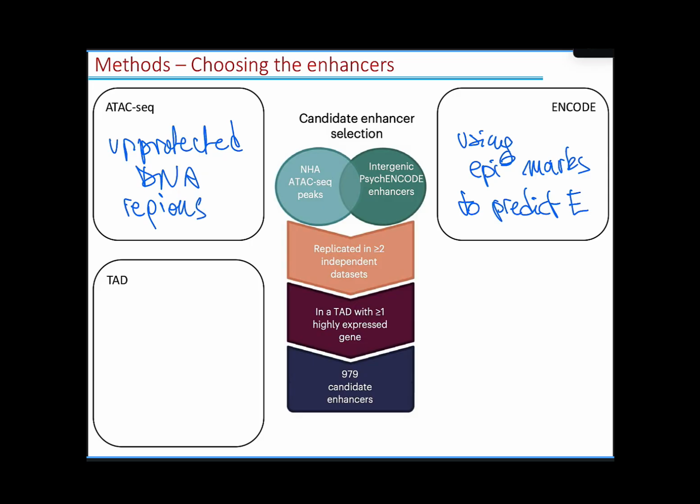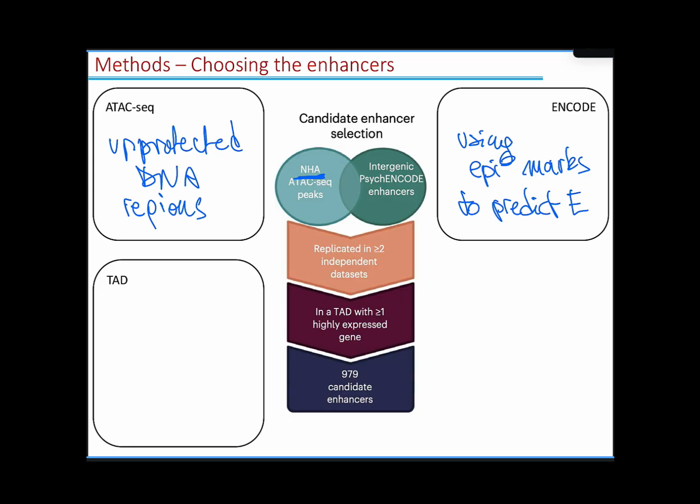Or once again, accessible. So they took these two databases, one that looked at accessible regions in normal human astrocytes. That's what NHA stands for. So they looked at data on DNA regions that are accessible in astrocytes. And then they looked at the PsychENCODE predicted enhancers.